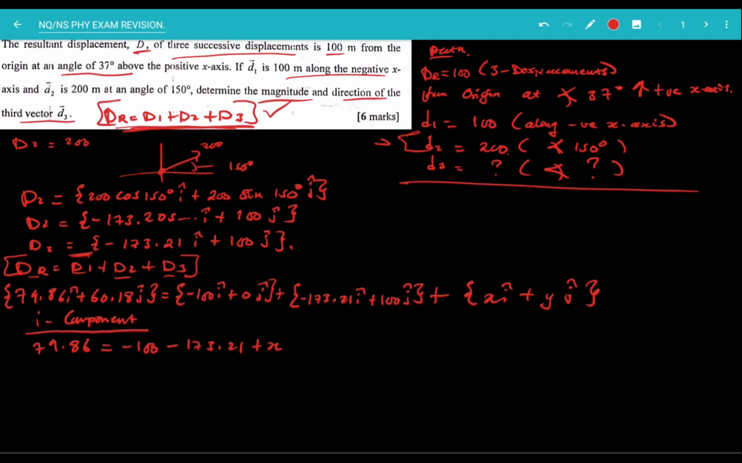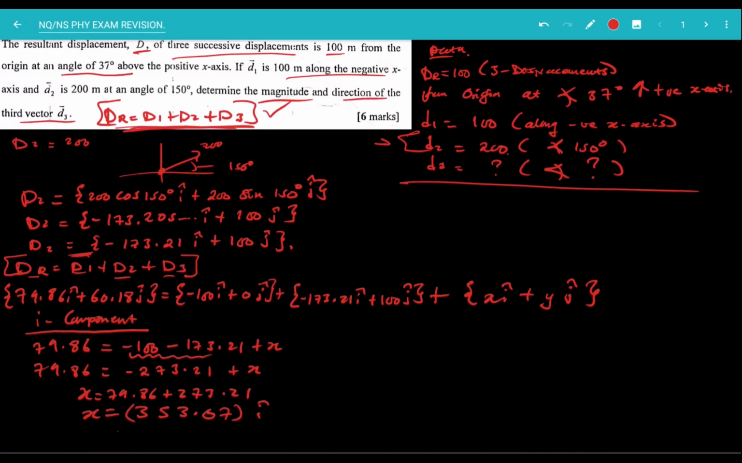If we add up these two entities here, we'll get a value of minus 273.21, then plus x, then we'll have 79.86. So solving for x, what we'll get is x being equal to 79.86 plus 273.21. Then x is equal to, if we add these two values, we'll get 353.07, and this will act in the I. So that's the I component for D3.